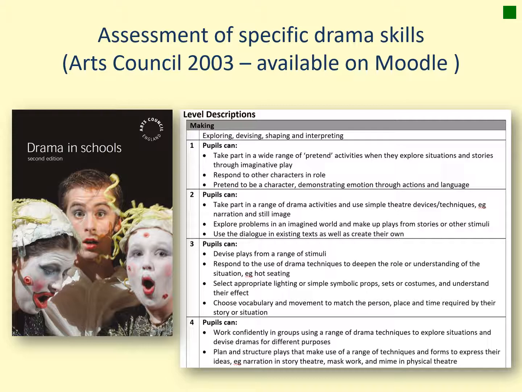So for instance, let's look at what used to be level 3, pupils can... And I should say at this point, this was advisory under the old national curriculum, it was never compulsory. It was just a suggestion of a way of assessing drama. But if we look at level 3 at the bottom there, it says choose vocabulary and movement to match the person, place and time required by their story or situation.